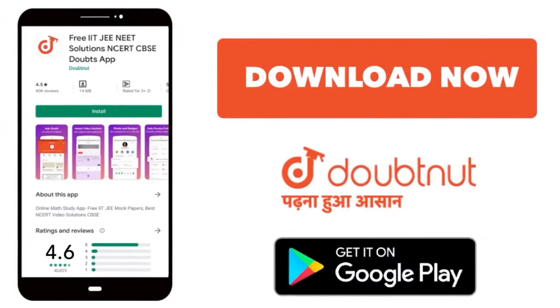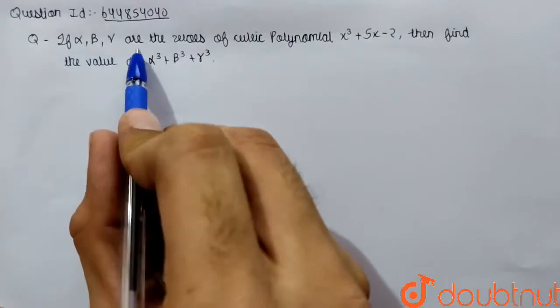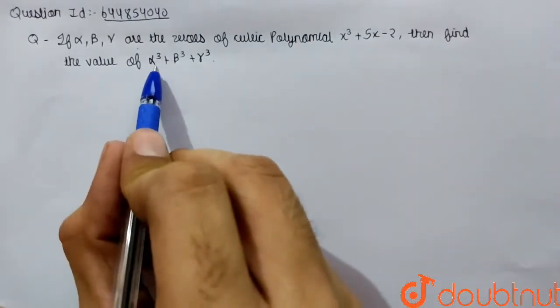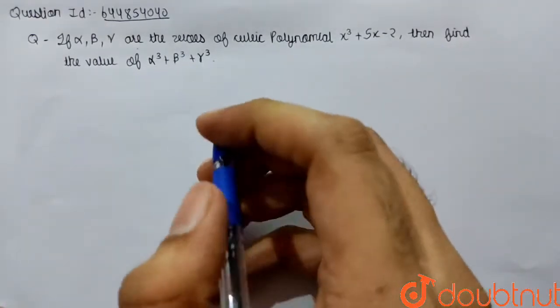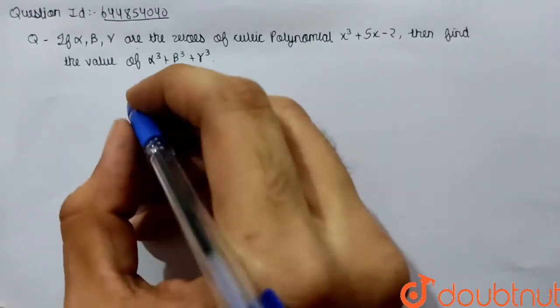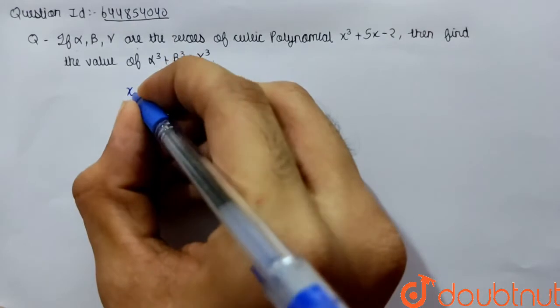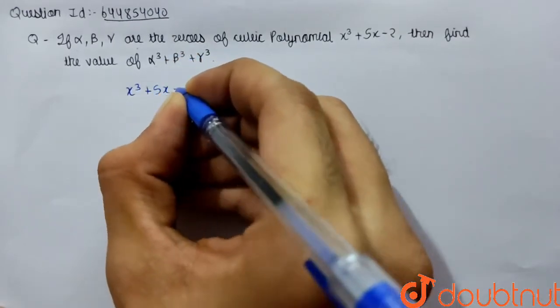The given question is, if alpha, beta, and gamma are the zeros of the cubic polynomial x cube plus 5x minus 2, then find the value of alpha cube plus beta cube plus gamma cube, right? So first of all, let's see what is the sum of zeros. This is a cubic polynomial, so x cube plus 5x minus 2.